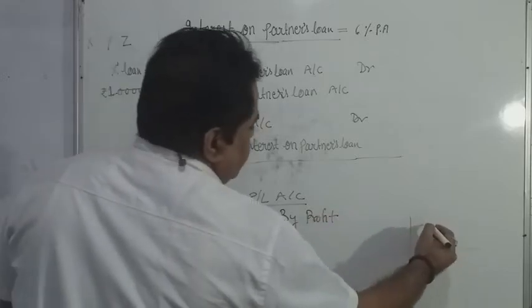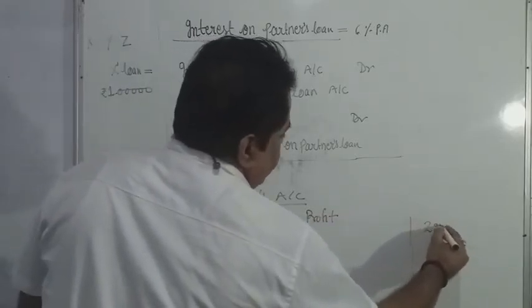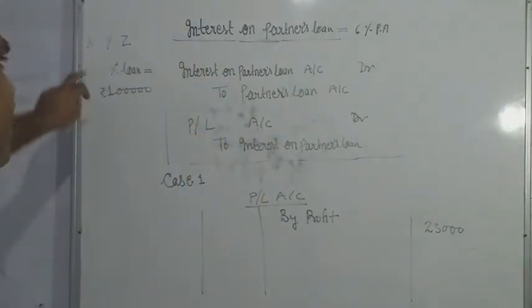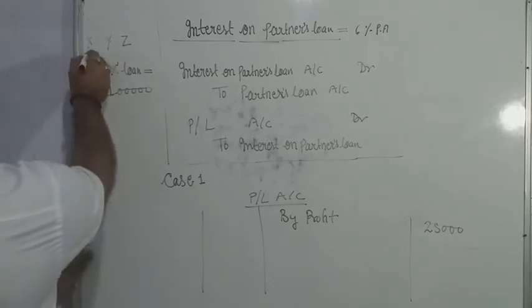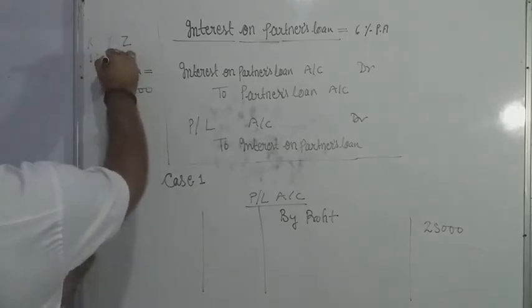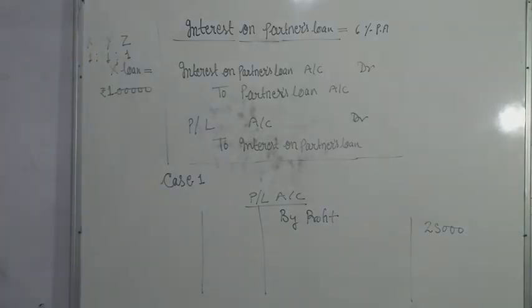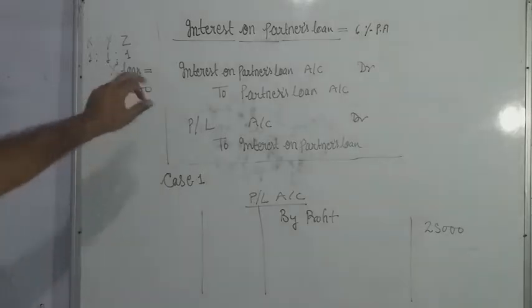So suppose we are having a profit of 25,000. Suppose there are three partners X, Y, Z, and they are equal partners, equal means 1:1:1. First of all, we have to allow interest on partners' loan. And who has given a loan to the firm?